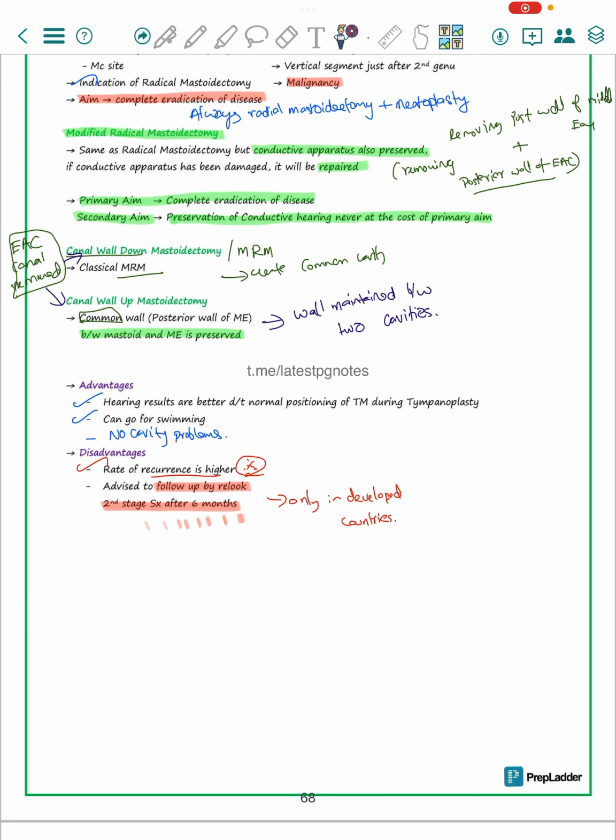We can go for swimming as the intact wall prevents infection, whereas in canal wall down the infection will spread again and again. And the disadvantage is that the rate of recurrence of cholesteatoma is more. So whenever you do surgery, follow up is a must. We need to operate again after 6 months to see if there is infection or not. If there is no infection, we can leave it, but if there is infection, you need to reoperate. So it is used only in developed countries, not in developing countries.